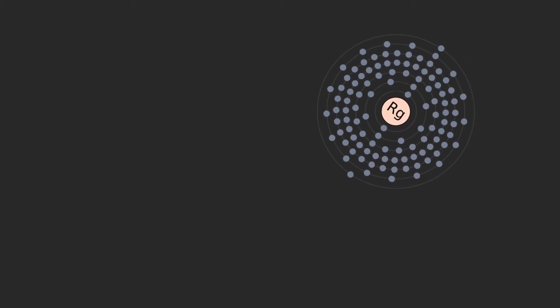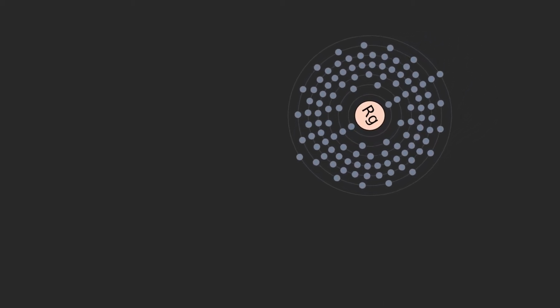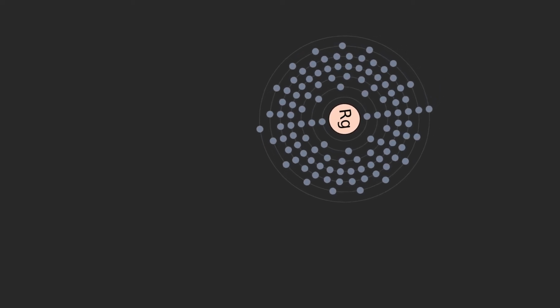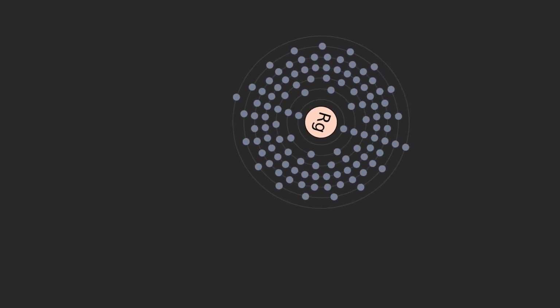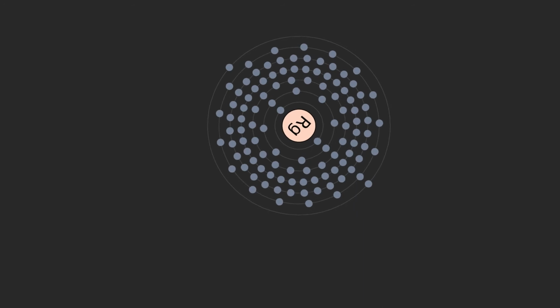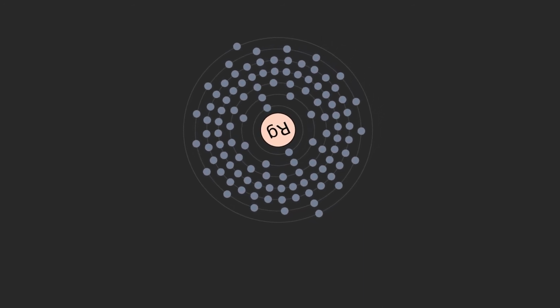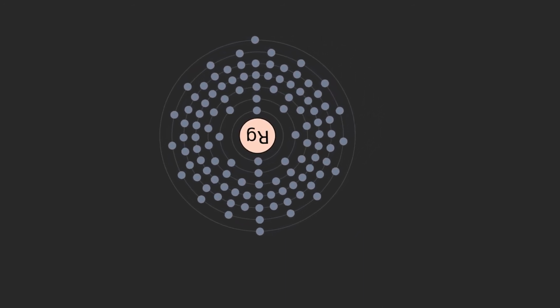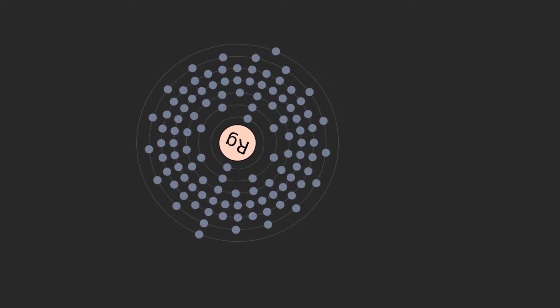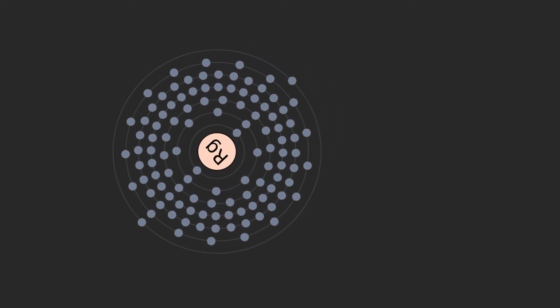Roentgenium was first created in 1994 by the GSI Helmholtz Center for Heavy Ion Research near Darmstadt, Germany. It is named after the physicist Wilhelm Röntgen, who discovered X-rays. In the periodic table, it is a D-block transactinide element.